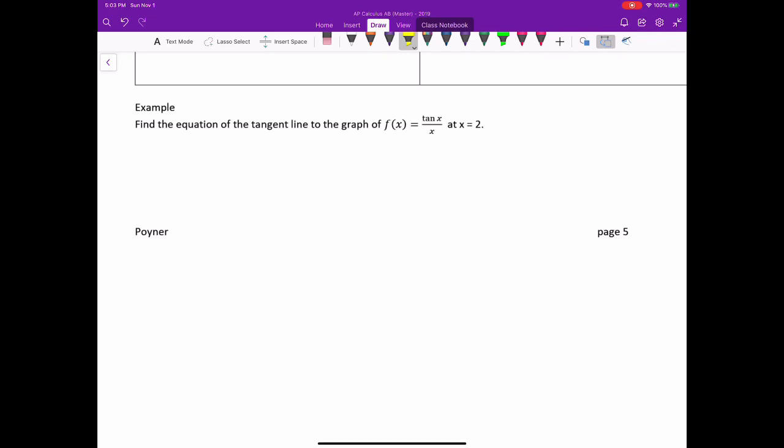It says, find the equation of the tangent line to the graph f of x is equal to tangent of x over x at x is equal to 2. Now, it's not asking at 0, so it doesn't become 1. It's not the limit as x goes to 0.